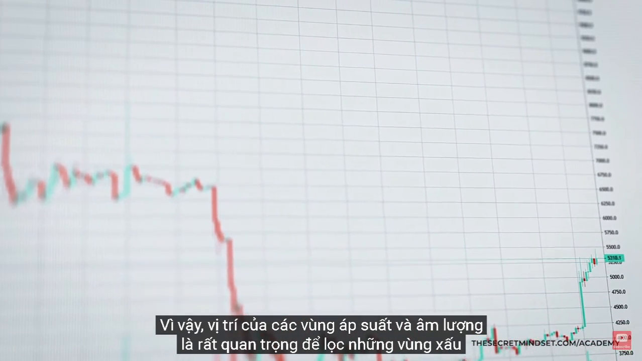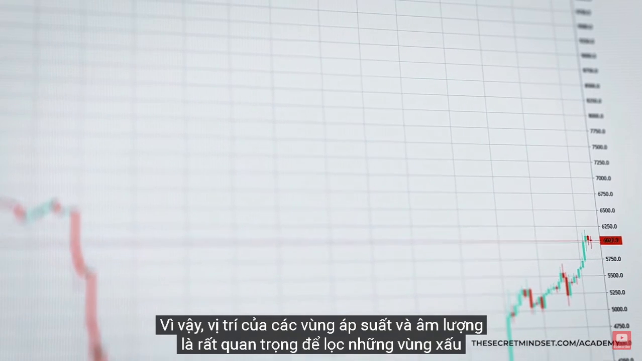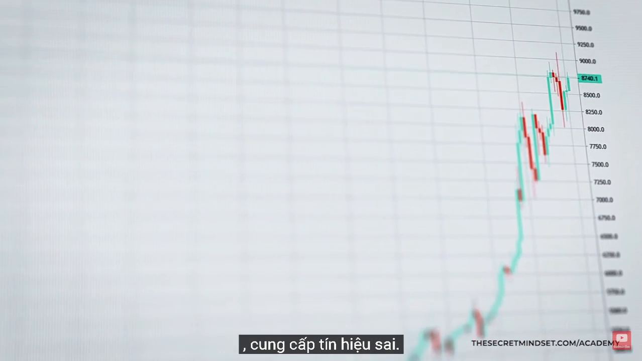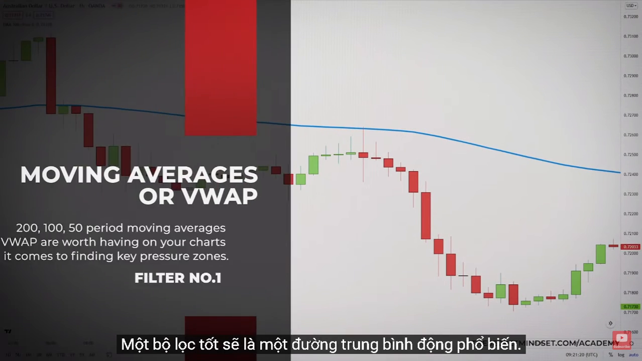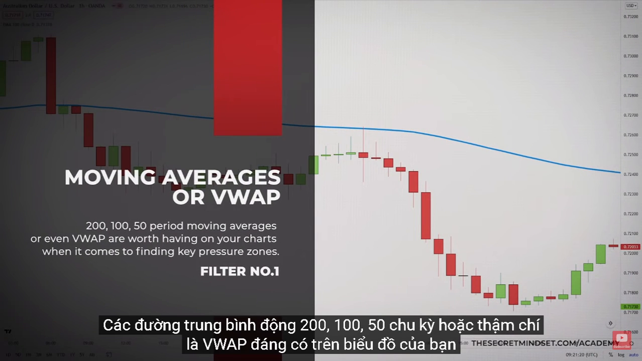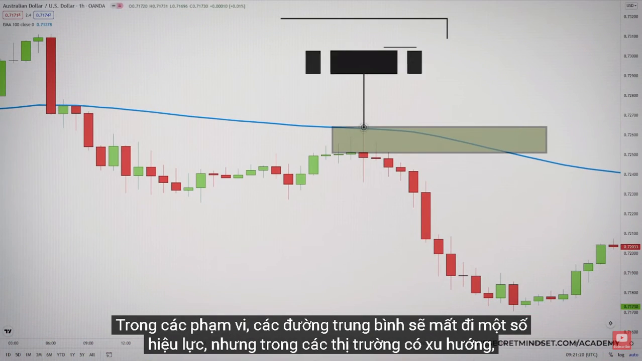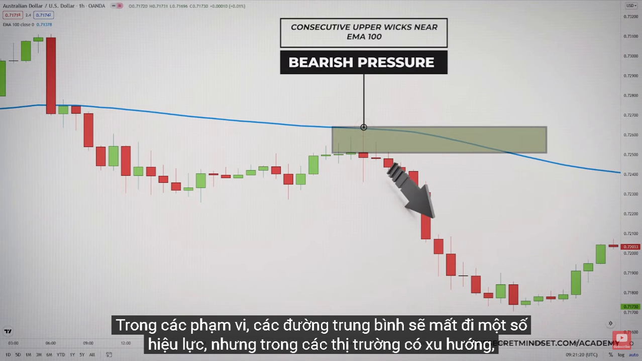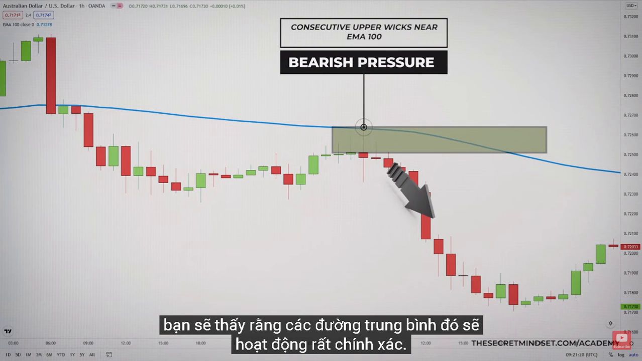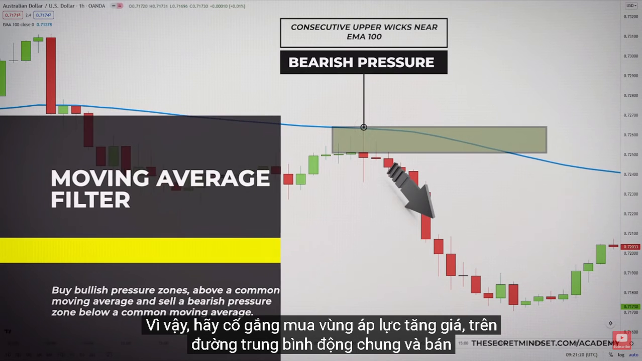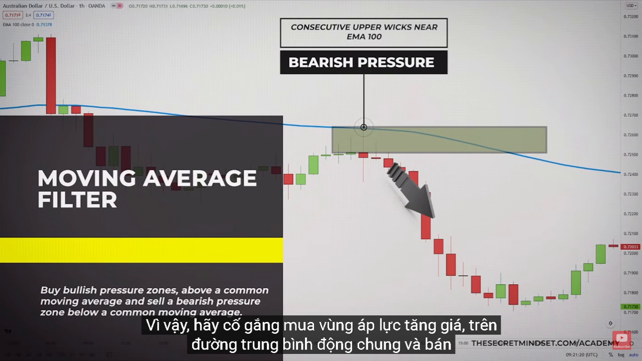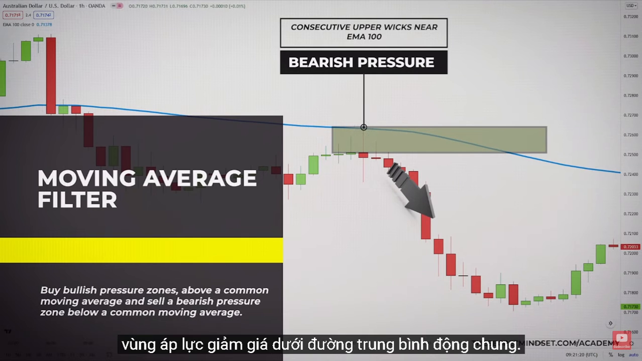So location of the pressure zones and volume are very important to filter those bad zones that are offering false signals. A good filter would be a common moving average. The 200, 100, the 50 period moving averages, or even the VWAP are worth having on your charts when it comes to finding key pressure zones. During ranges, moving averages lose some of their validity, but during trending markets, you'll see that those moving averages will work very accurately. So try to buy bullish pressure zones above a common moving average and sell a bearish pressure zone below a common moving average.